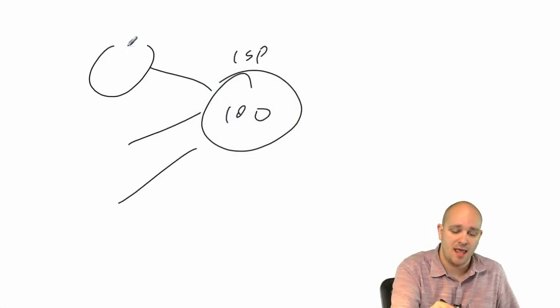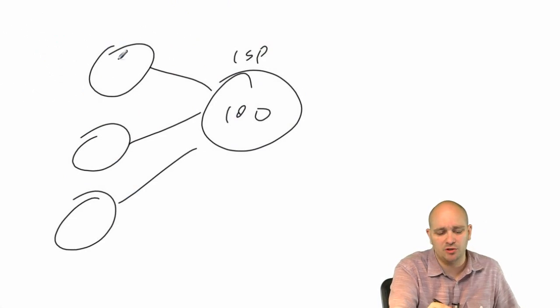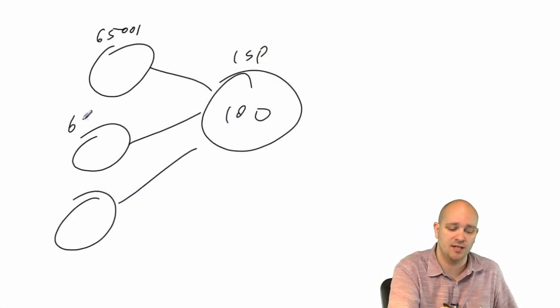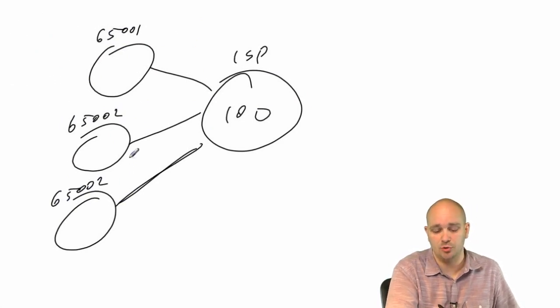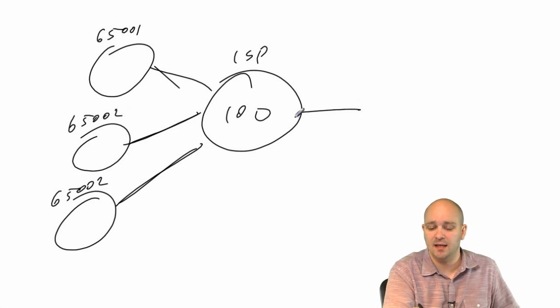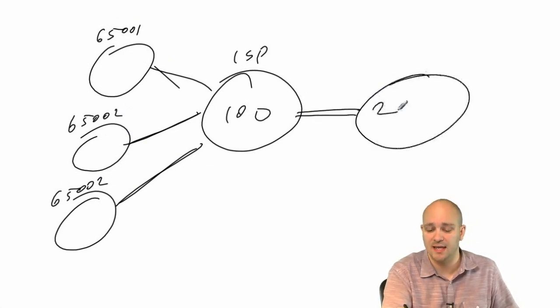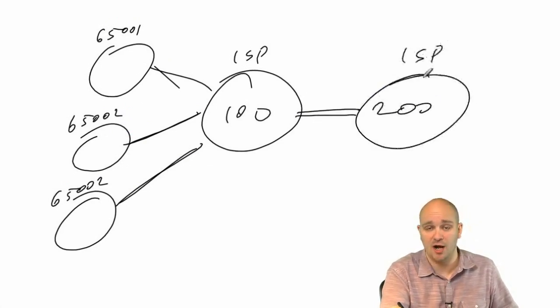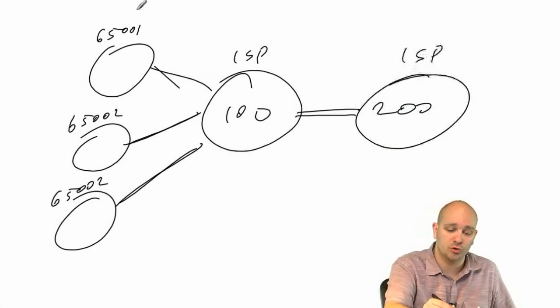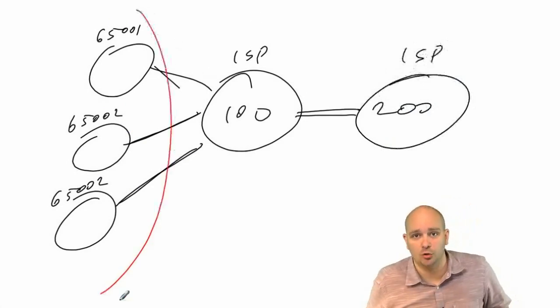multiple customers. And these customers here are not big enough to have their own autonomous systems, so AS 100 actually gives them private autonomous systems to use and allows them to use BGP here. But when this AS 100 interconnects with, say, AS 200, which is another ISP, what we really don't want to advertise are these autonomous systems.